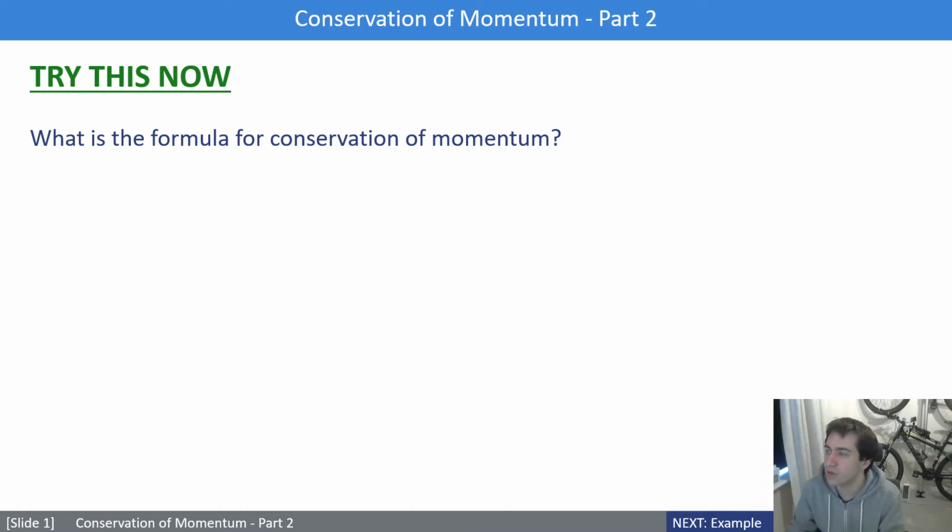Okay, so we're going to look at a bit more of conservation of momentum. This is part two. The part one you would have done previously. It might overlap slightly, but it's probably good to have a little bit of revision as well. So with that in mind, just to remind yourself, pause the video now and see if you can answer that question before I give you the answer.